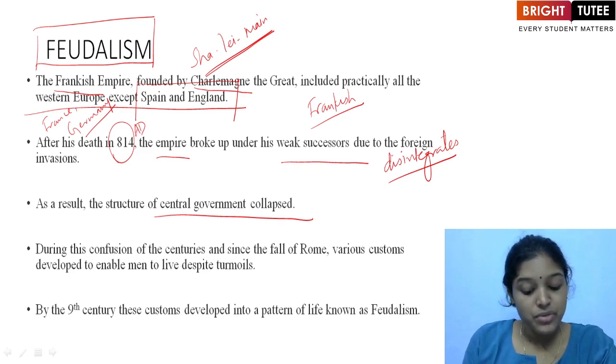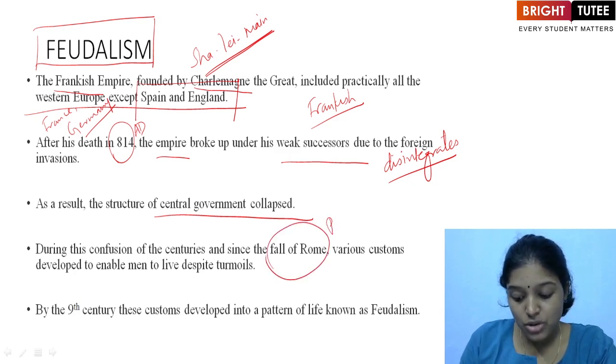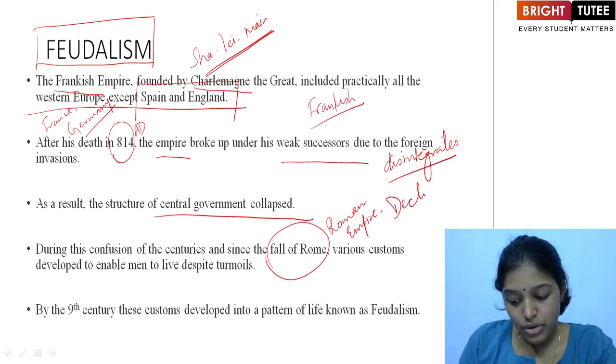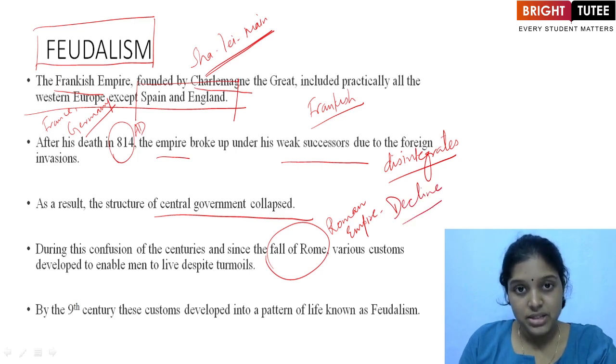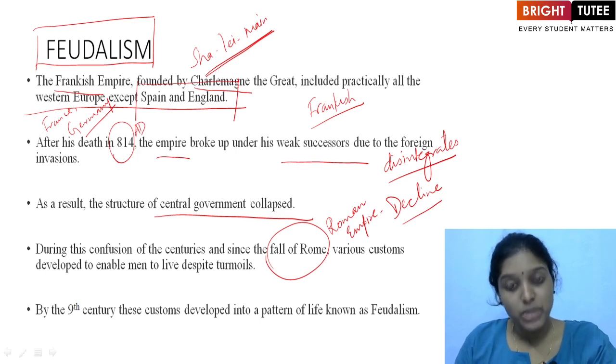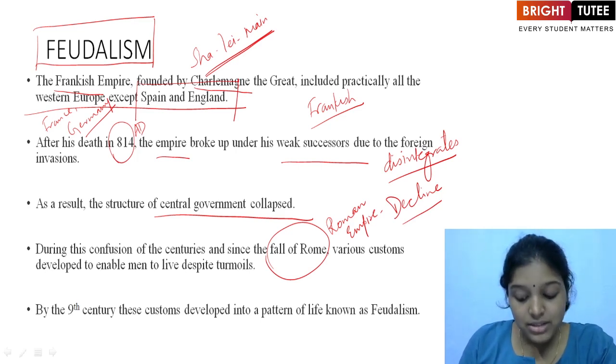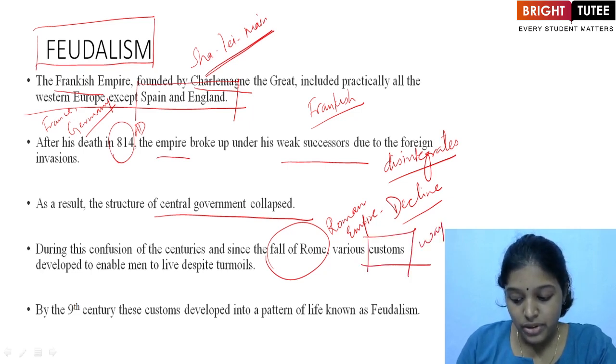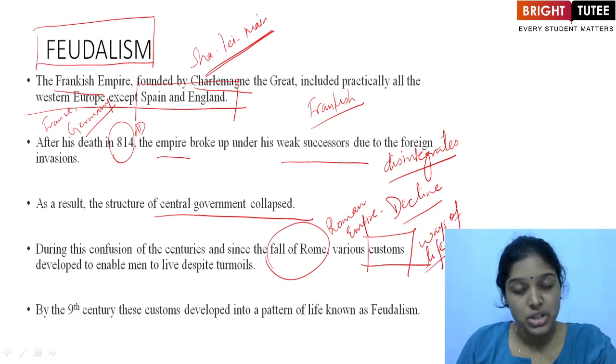And during this confusion, the fall of Rome, as the great Roman Empire also declines at this period, also affects the social and economic changes. And as a result, we see that various customs, that is ways of life. So different customs means different practices and traditions of people who live in a particular geographical area.